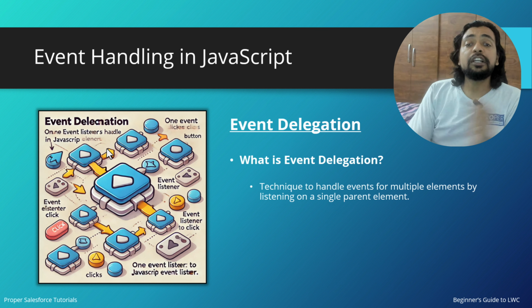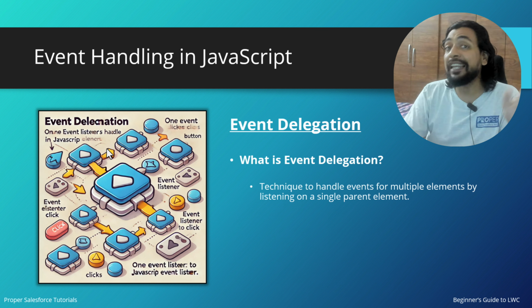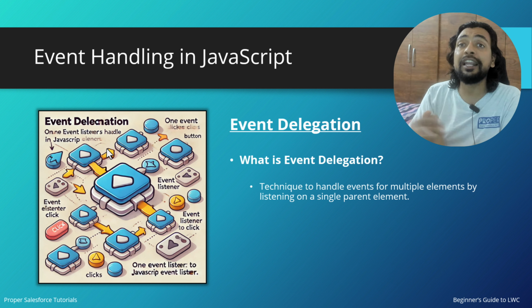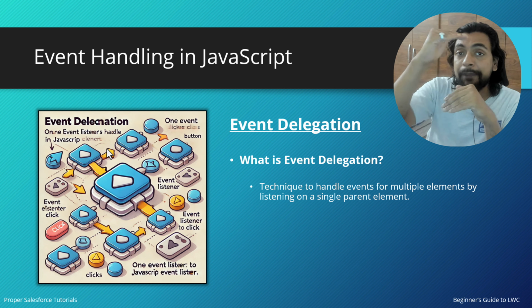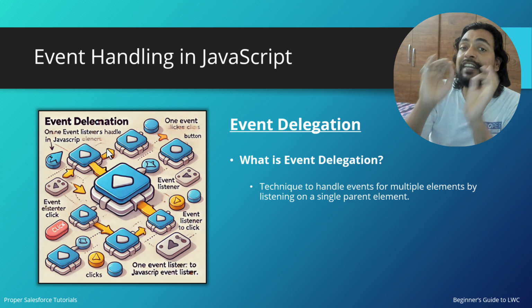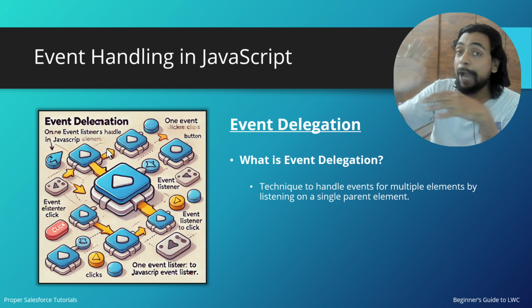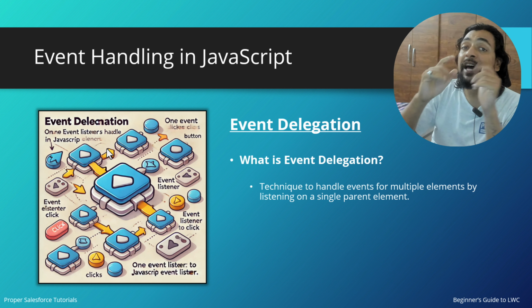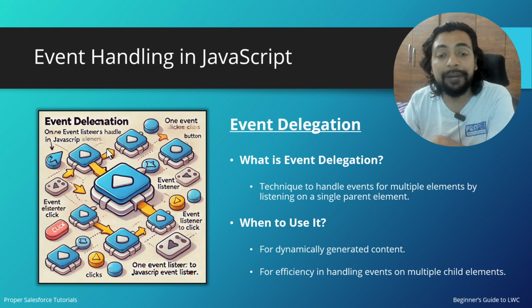Event delegation. Now, event delegation is a technique to handle events for multiple elements by listening on a single parent element. If there are multiple elements like parent and child, and there is an event listener on the parent, and a similar kind of event happens on any of the children, then the parent will be able to listen to that. And that's simply awesome. I will show you that practically.